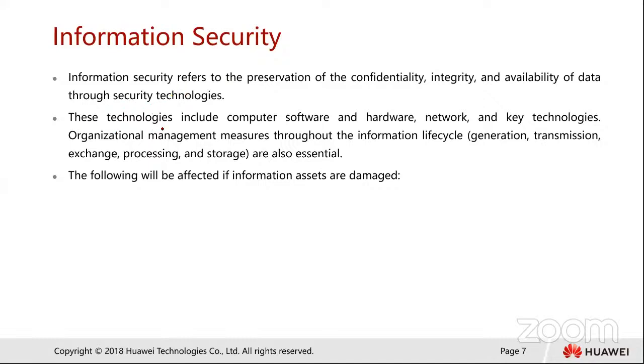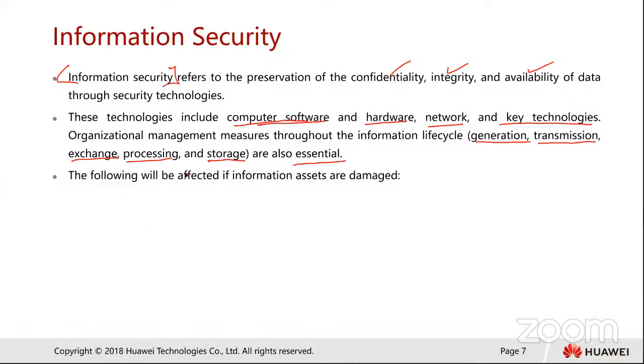These technologies include computer software. We can use computer software to make sure that we achieve what we have talked about here, and also hardware, network, and other key technologies. So there are organizational management measures throughout the information life cycle, right from its generation to how it's going to be transmitted, how it's going to be exchanged from one device to another, how it's going to be processed, and how it should be stored. This is very essential as far as information security is concerned.